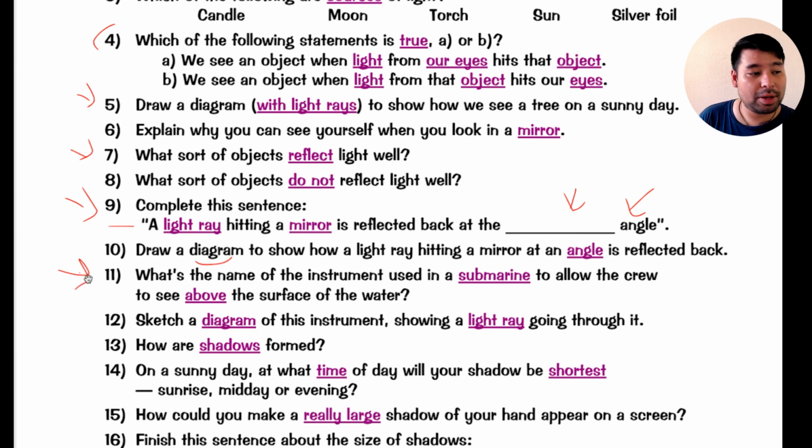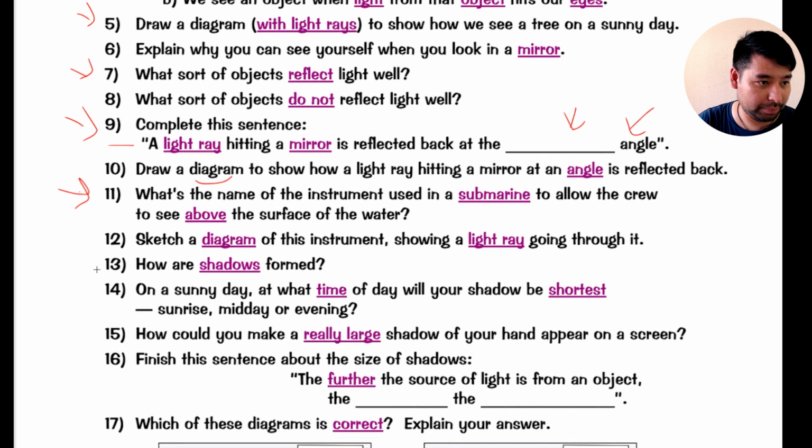What is the name of the instrument used in a submarine to allow the crew to see above the surface of the water? Again, what is the name of the instrument used in a submarine to allow the crew to see above the surface of the water? There is a name, yeah? There is the name of the instrument. So what is the name of that? Next one.